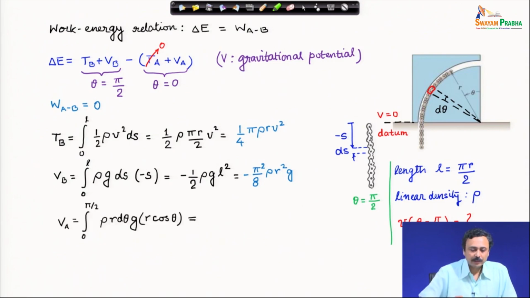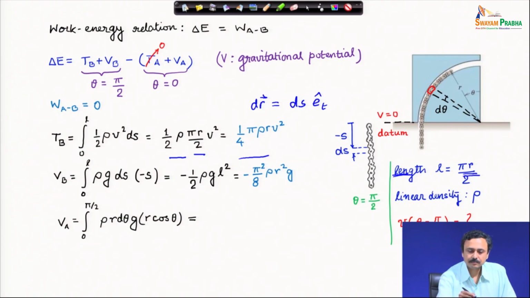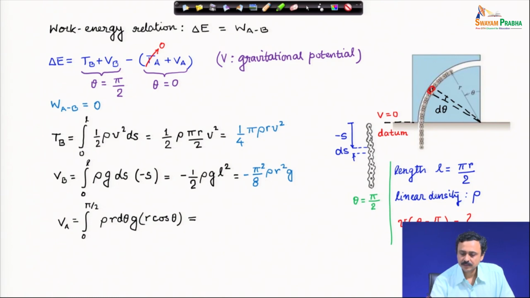Now, we have to calculate the potential energy expression at A. Kinetic energy is 0 because the chain starts from rest at A when theta equal to 0, but the potential energy expression requires a step. Again, imagine this element here. I have marked out this element ds. This ds can be written as radius times d theta, and d theta is marked here.